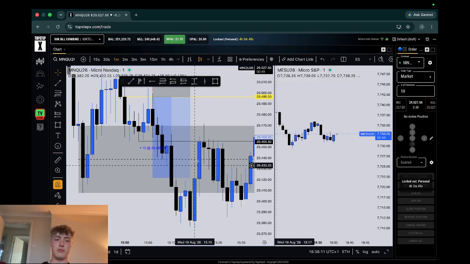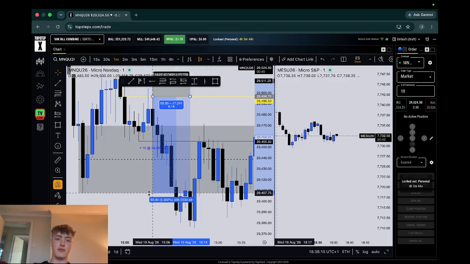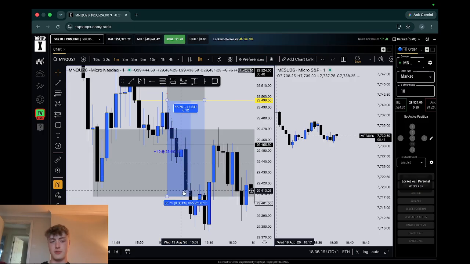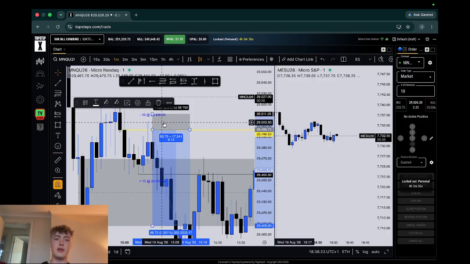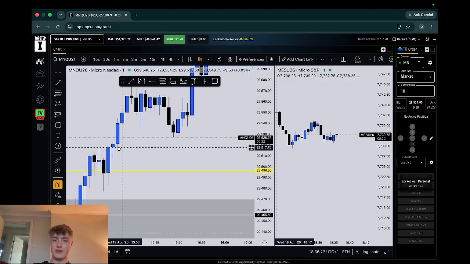It would have ended up running. I would have only targeted 75 points, but you could have taken it to low-hanging fruit, which would have been 88 points, which would have been a 1 to 6 with a 15-point stop. So could have done that. Hindsight, once again, is always 20/20.